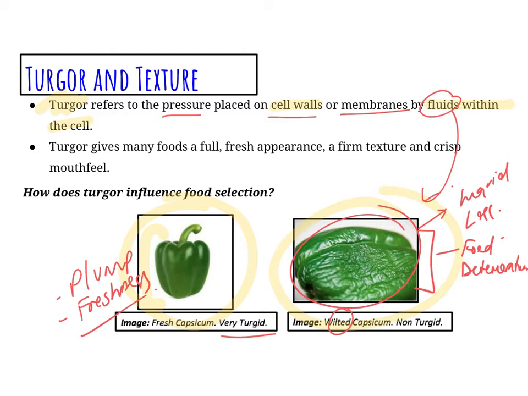and as a result, it does start to wilt. So turgor is really important because for consumers, we look at fruits and vegetables to determine if they are actually of high quality and if they are fresh. Turgor gives many foods a full, fresh appearance and a firm texture, and it makes sure that they are crisp. So turgor does have an influence on food selection because consumers are looking towards purchasing fruits and vegetables that exhibit these characteristics, and they are looking against fruits and vegetables that are exhibiting that lack of turgor.